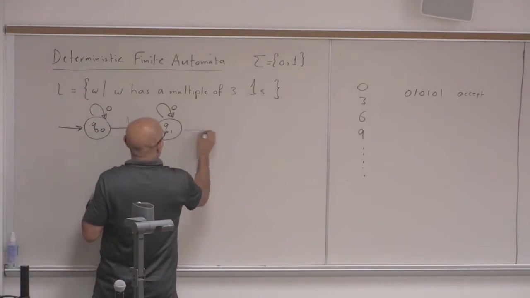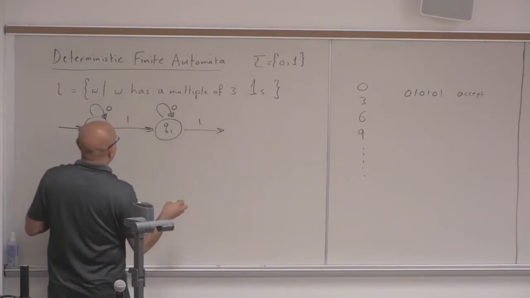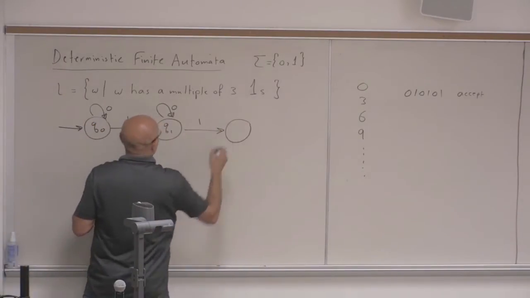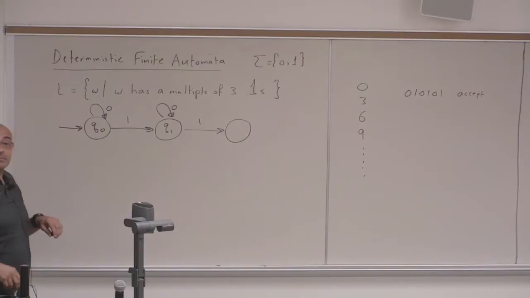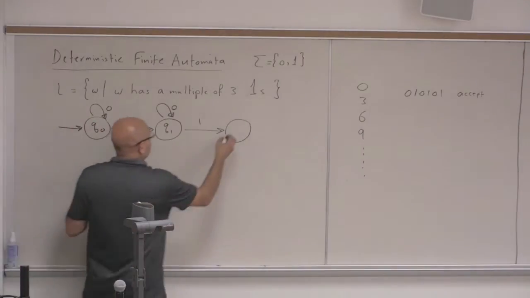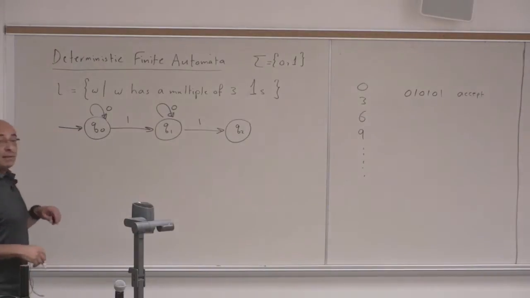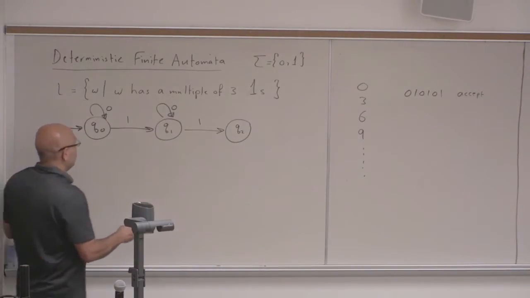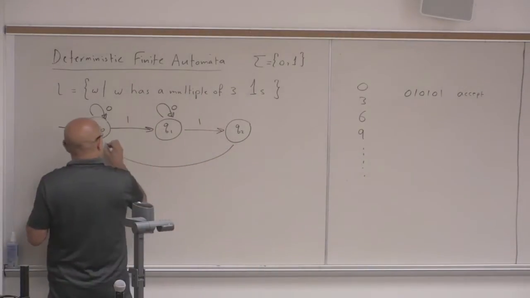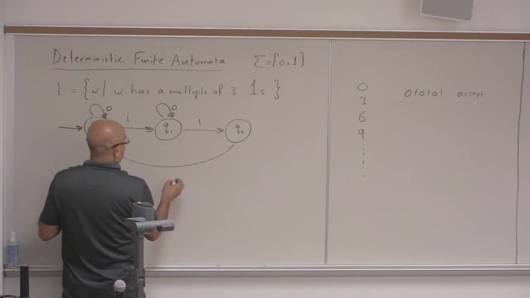Then if we get another 1, now we have 2 ones, and this is state Q2. Now, what should we do if we get a third one? Go back to Q0. Yeah, exactly. This is the key idea. So we go back to Q0.